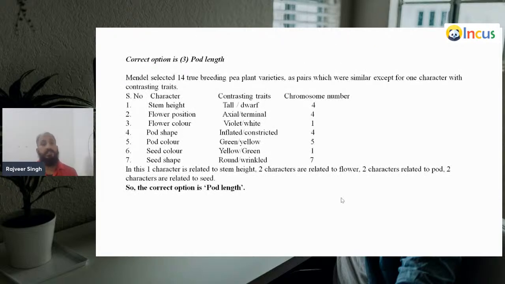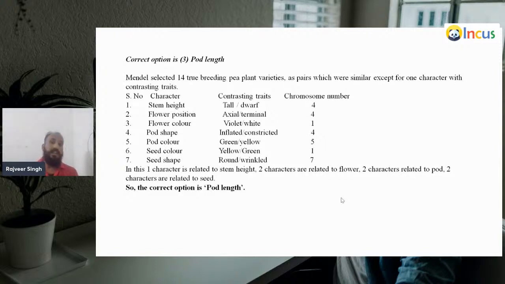You can also see all the 7 characters with their 14 true-breeding pea plant varieties, as pairs which were similar except for one character with contrasting traits. The first character is related to stem height, the second to flower, another to pod, and others to seeds. So the answer is pod length.